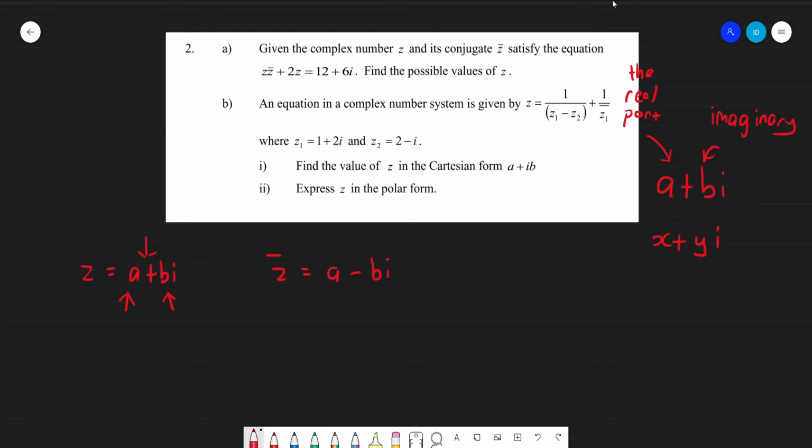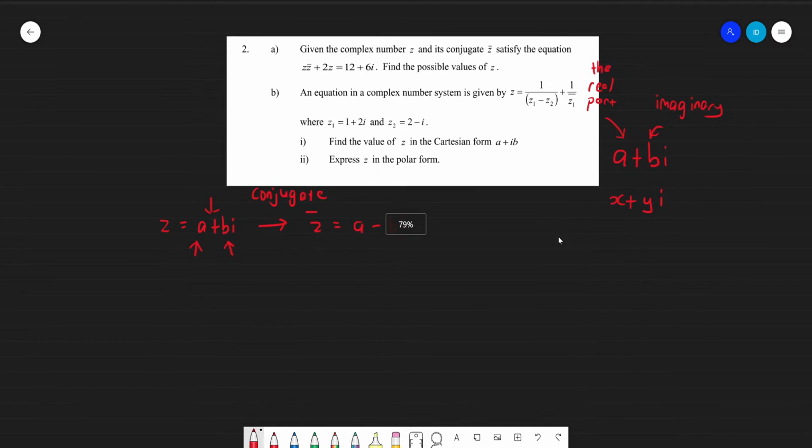Now for the next one, remember that is our conjugate. Hopefully you guys can understand this part.